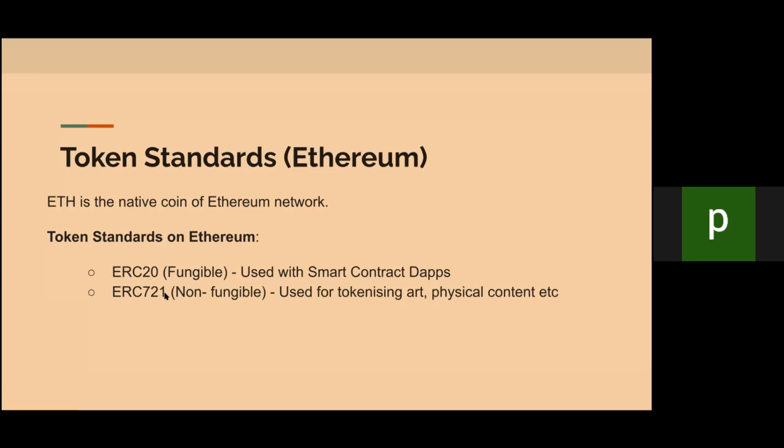You cannot divide it. Earlier, with the ERC20 token, if I have one Ethereum and you have one Ethereum, I can exchange mine with yours, and both of us will have the same value, $2,300. But with an ERC721 token, each coin or each token is completely unique and different. Every token is associated with digital art or physical content.